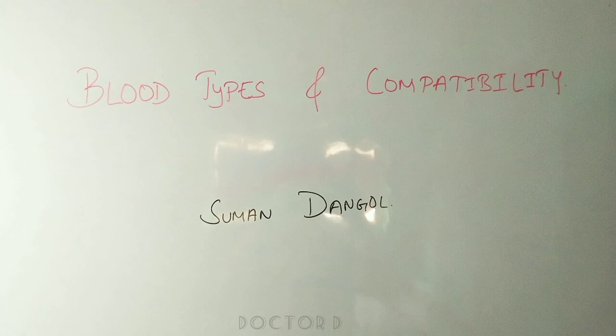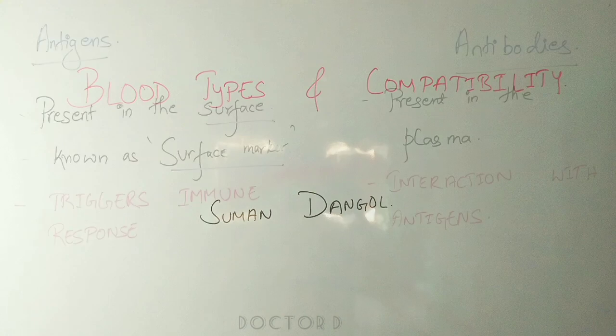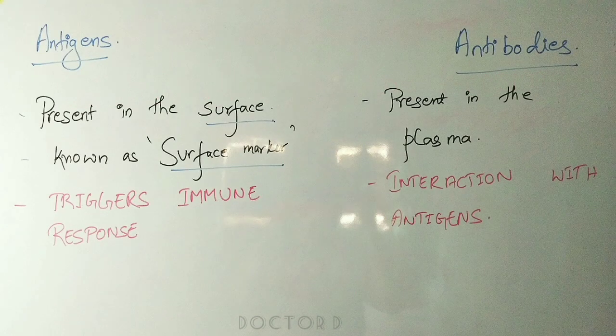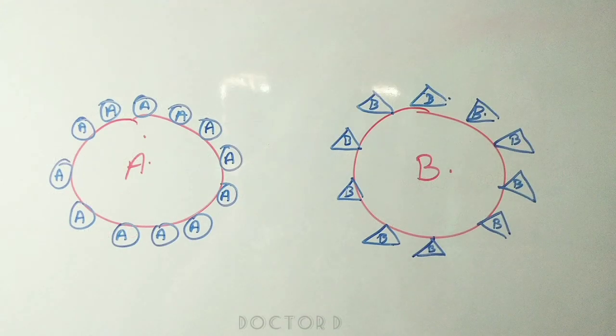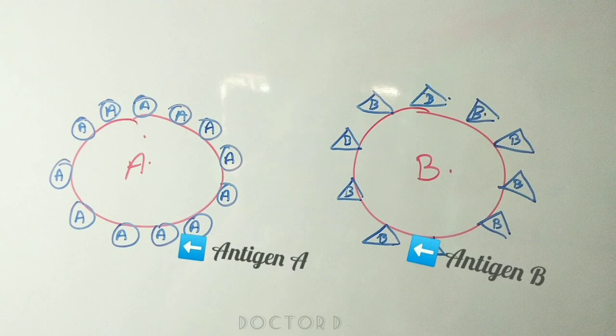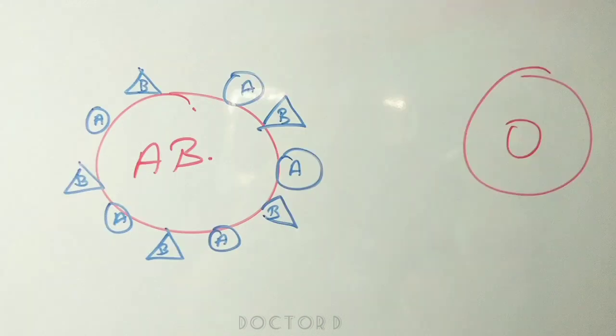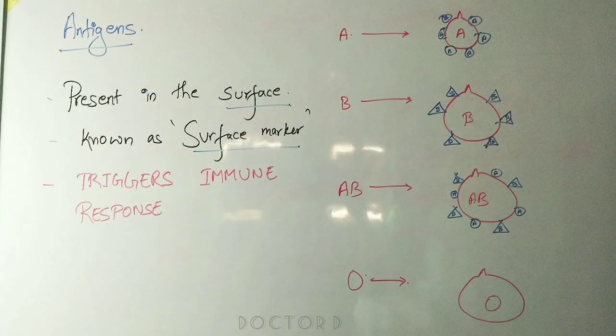Starting off, we need to understand antigens, antibodies, their location and their functions. Antigens are present on the surface of RBC and are also known as surface markers. They trigger an immune response, whereas antibodies are present in the plasma and they interact with antigens and produce transfusion reactions. In these slides, I have represented A antigens by blue circles, whereas B antigens by blue triangles. Note that the antigens present on the RBC determine the blood group.